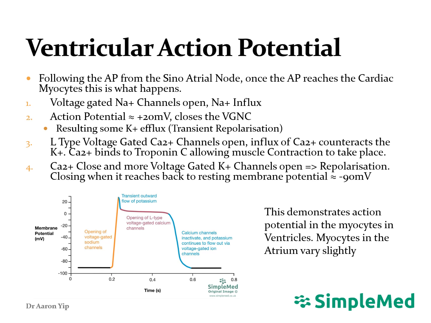Once this action potential comes along, this causes voltage-gated sodium channels to open, allowing an influx of sodium ions into the cells. This increases the membrane potential, peaking around positive 20 millivolts, and they close after that. At this point, some potassium ions leave the cells, and this is known as transient repolarization. Meanwhile, the L-type voltage-gated calcium channels open, allowing an influx of calcium ions and allowing muscle contraction to take place.